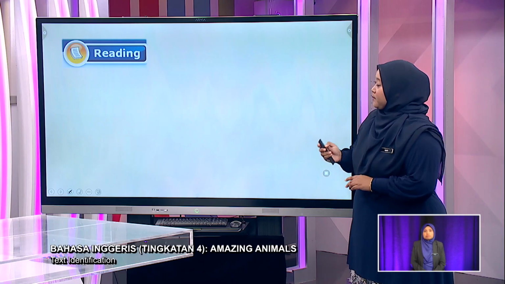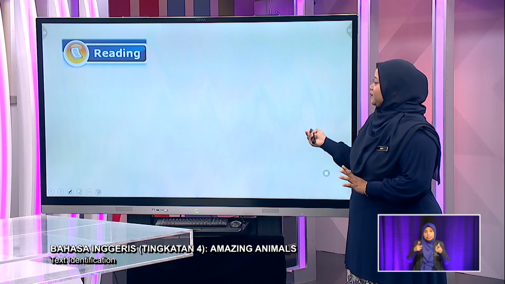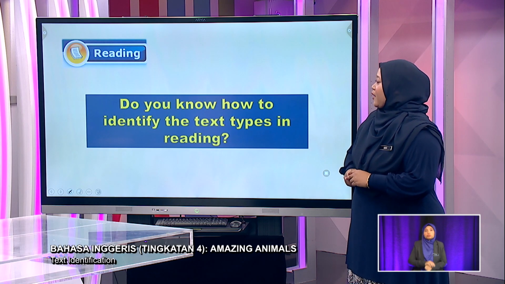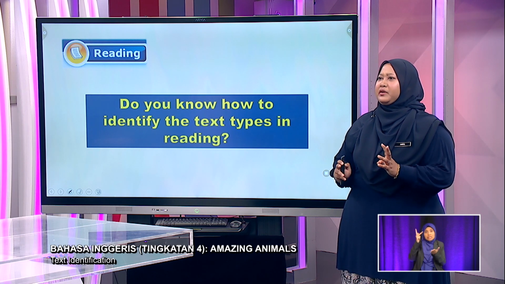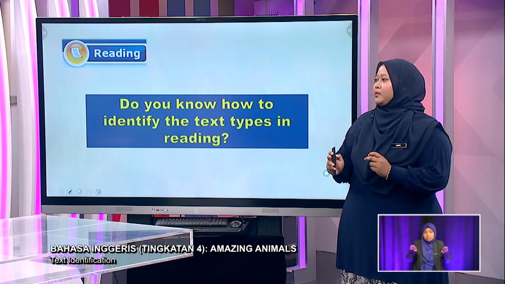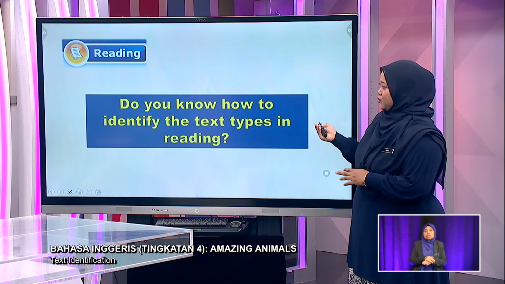So before we begin with our next activity, I'm going to show how to identify the text types in reading. In reading, we have different text types. So I'm going to show just a few examples. Allow me to show the first one.